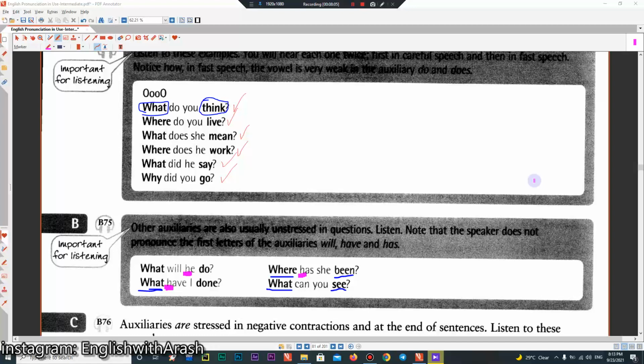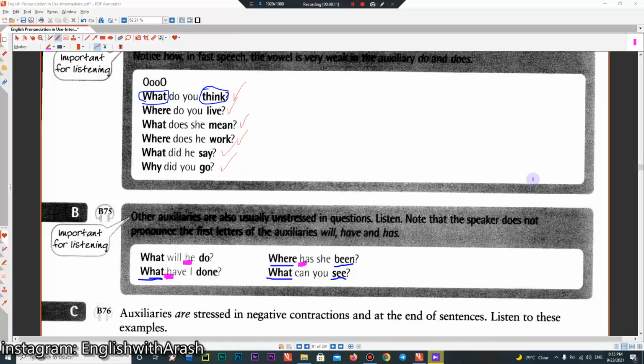But usually, why did you go there? It can change, but basically this is a common pattern. WH and main verb get the stress. And you can change that "did you" to "did you". Why did you go there?